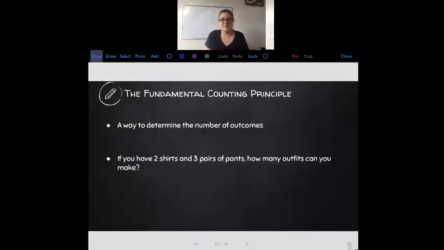Next, we'll talk about the fundamental counting principle. So depending on the type of probability problem you're working on, this principle may come in handy. So it's a way to determine the number of outcomes. So for instance, if I have 2 shirts and 3 pairs of pants, how many outfits can you make? So let's say we have shirt 1 and shirt 2. Let's say we have pants 1, pants 2, and pants 3. So let's map this out.